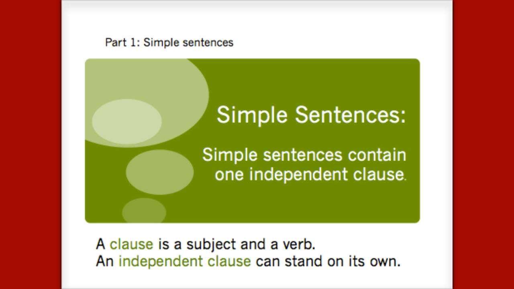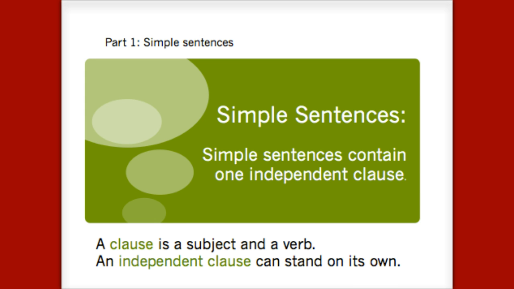We're looking at clauses, which contain a subject and a verb. So on your note sheet, you should fill out that simple sentences contain one independent clause. You're filling in the word one. A clause is a subject and a verb is what you're filling in there. An independent clause can, and then you're filling in, stand on its own.